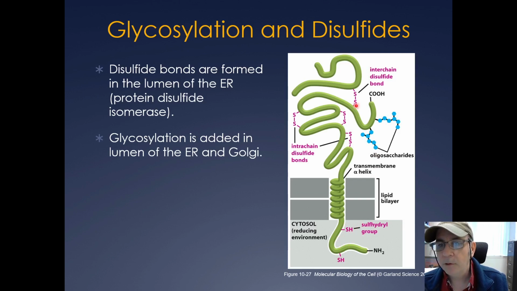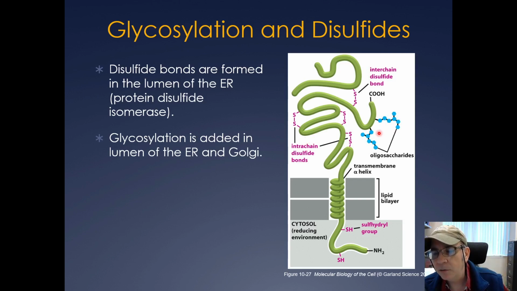However, in the lumen of the ER and on the extracellular side of the plasma membrane, you're going to have intrachain disulfide bonds where you get disulfide formation. And these disulfide bonds are actually formed in the ER by an enzyme called protein disulfide isomerase.